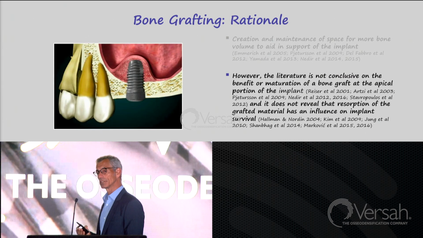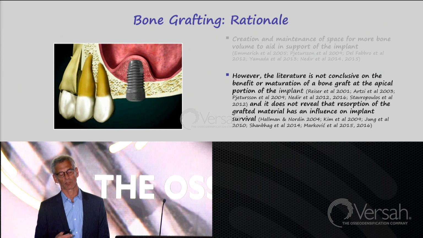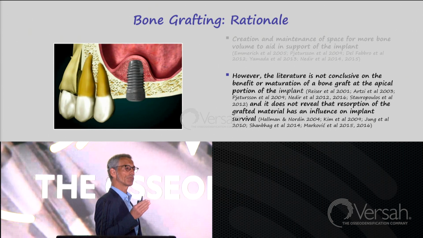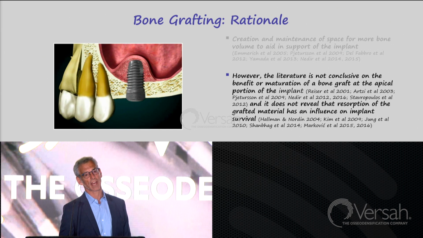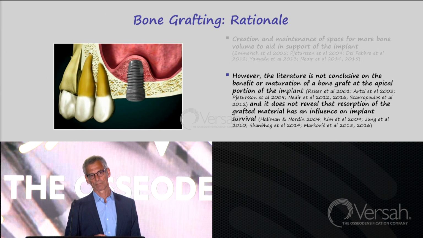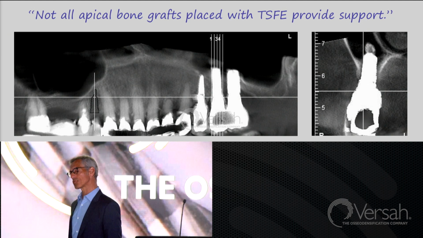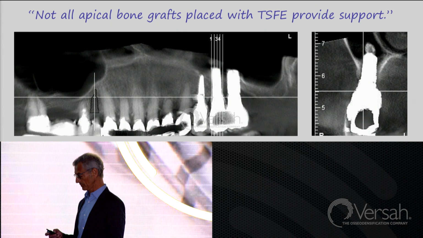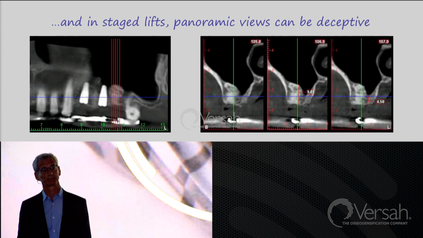However, if you thoroughly review the literature, it's really not conclusive on the benefit of this graft at the apical portion of the implant, and I will tell you, it always resorbs to some extent, and it seems to have minimal effect on your success. And not all apical bone grafts you place with the transalveolar lifts provide support. And two-dimensional radiographs can be very deceiving.